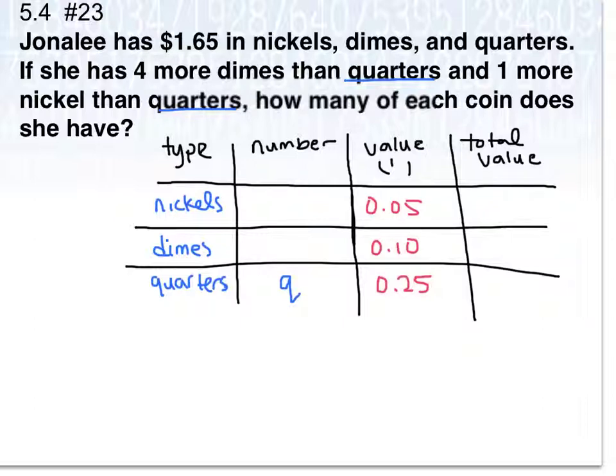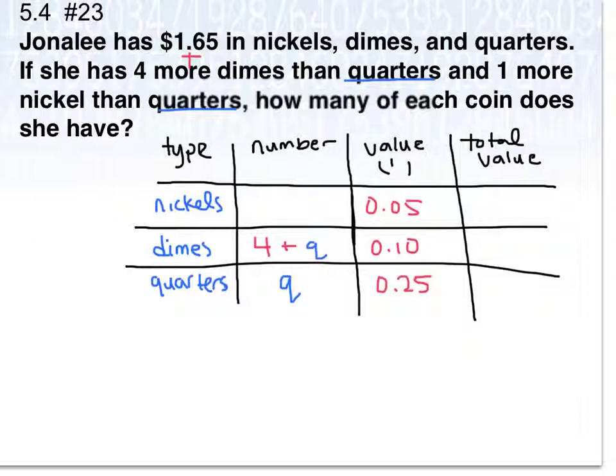So when we say we have 4 more dimes than quarters, I'm going to highlight that for you, 4 more dimes than quarters, the more is going to imply that we're most likely going to use a plus sign. So if there's 4 more dimes than quarters, there should be more dimes than quarters. How many more? 4 more. So I believe I'm going to have a 4 plus Q for the number of dimes.